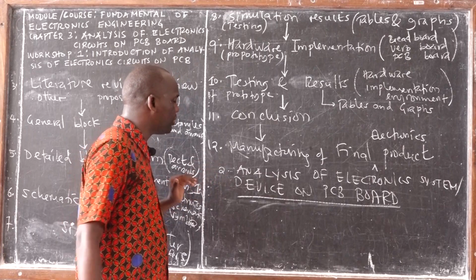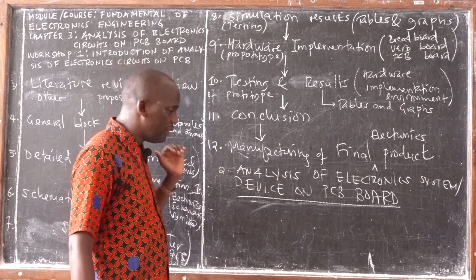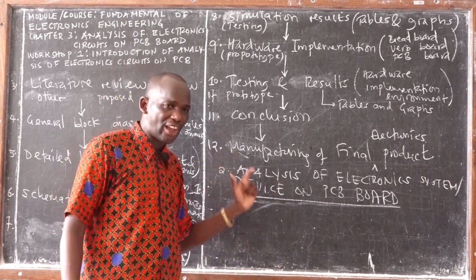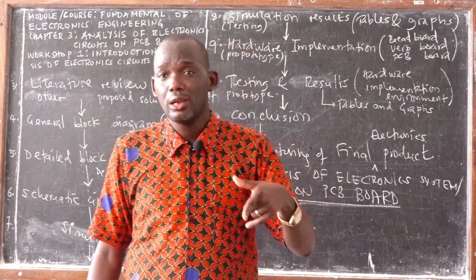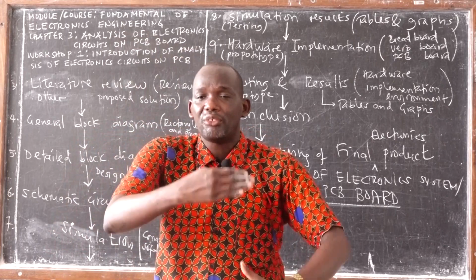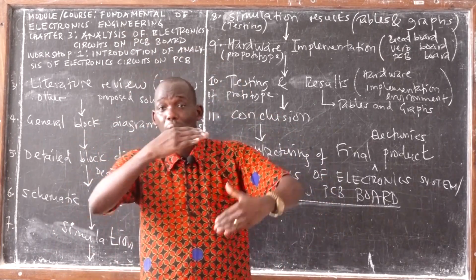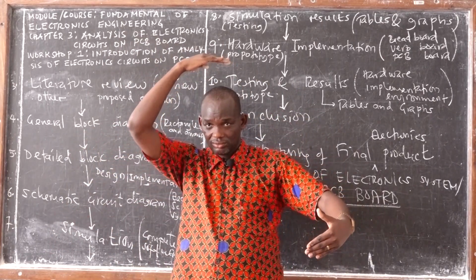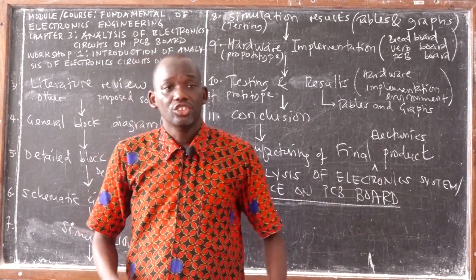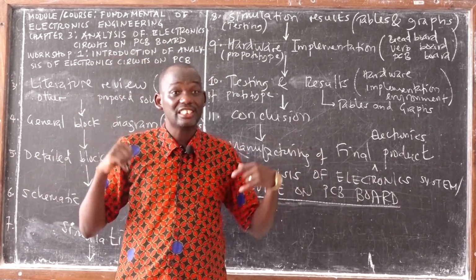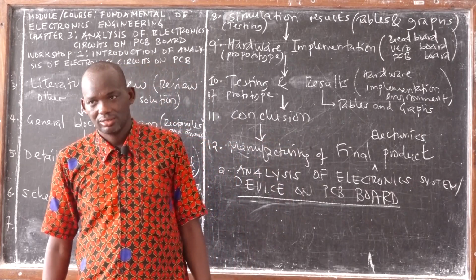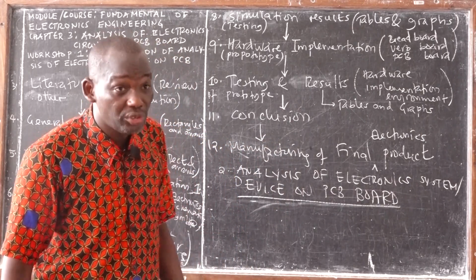But the simple concept here, listen. Analysis of an electronic system or device on the PCB board means that you have the final prototype or the final product. So you have to go back to the problem which had been solved. Are we together? So analysis of an electronic system or device is a reverse process of design. Are we together?